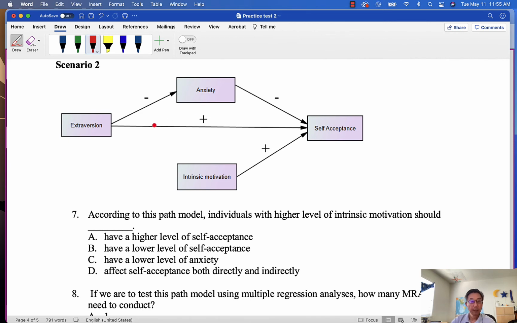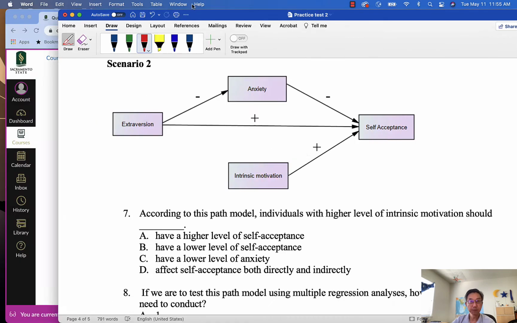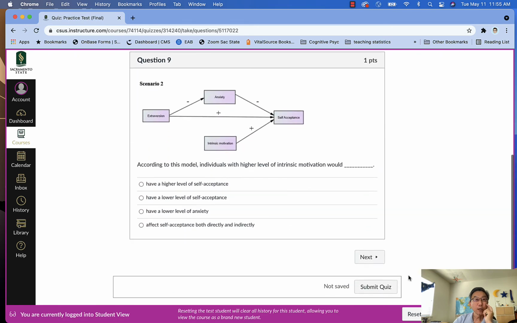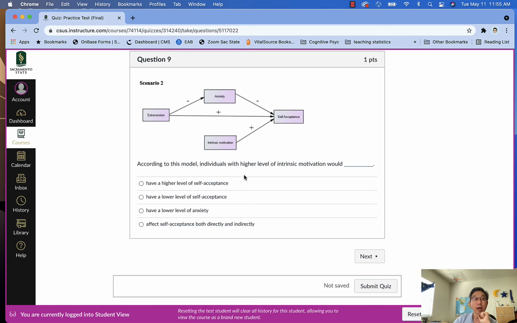Okay, so now we have analyzed the situation. We are ready to answer the questions. Okay, so this model is a path model. That's easy. Next question. According to this model, individuals with a higher level of intrinsic motivation would have a higher level of self-acceptance. Positive means they change in the same direction. So if it's higher in intrinsic motivation, it's higher in self-acceptance.